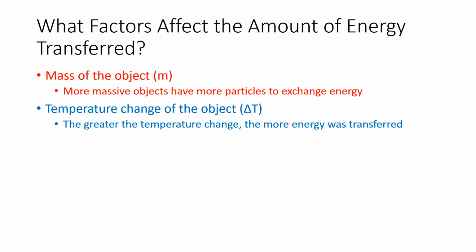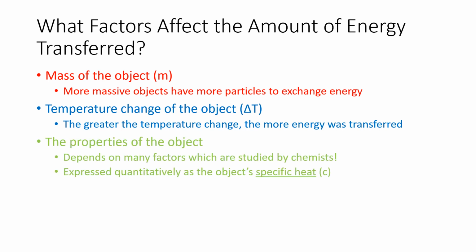The second factor is going to be the temperature change of the objects. We have to be a little bit careful. Here, delta T represents the temperature change of one of those two objects. Obviously, the greater the temperature change, the more energy was transferred into that object or system. And then the third factor is just the properties of the object itself. Most of the time, when we in physics refer to properties of objects, most of those things we just leave up to the chemist to figure out.